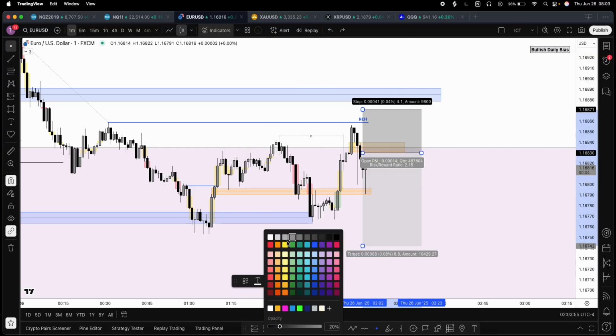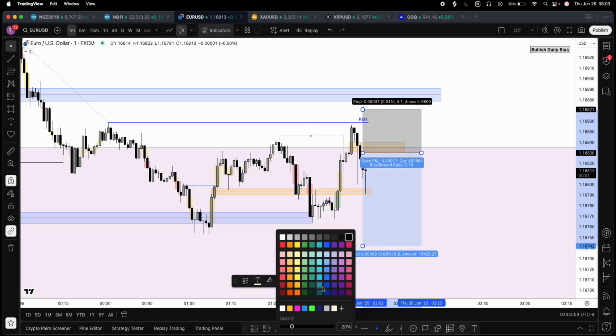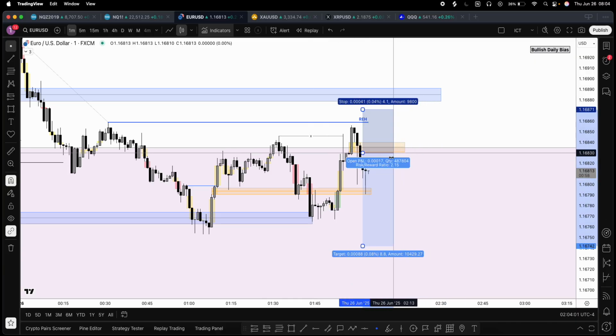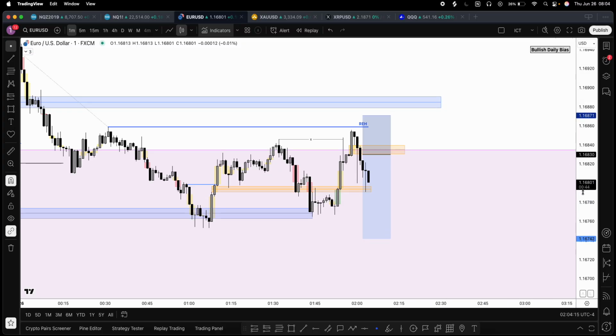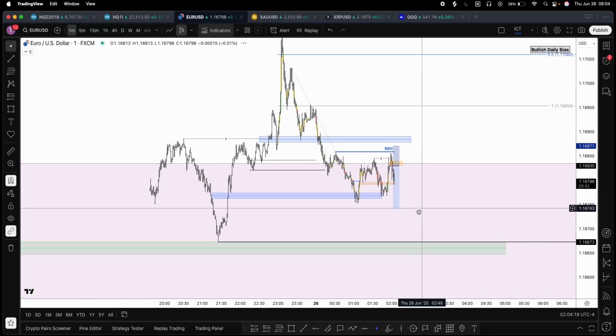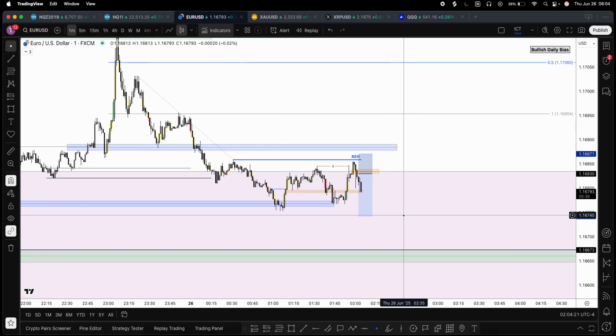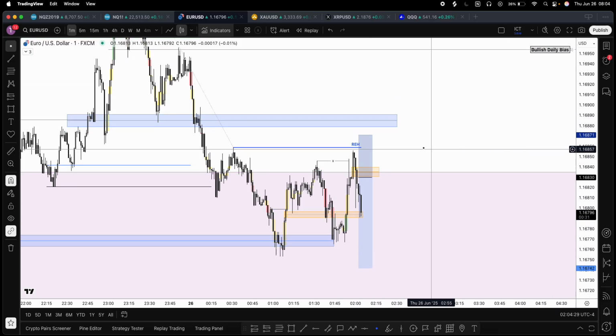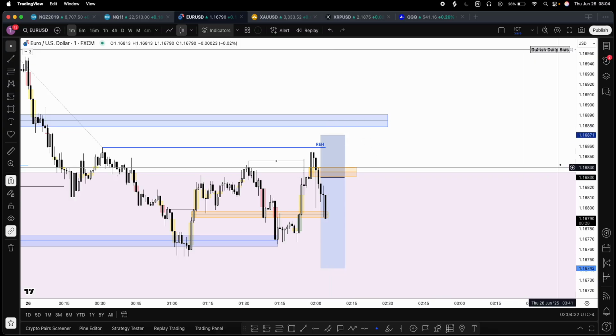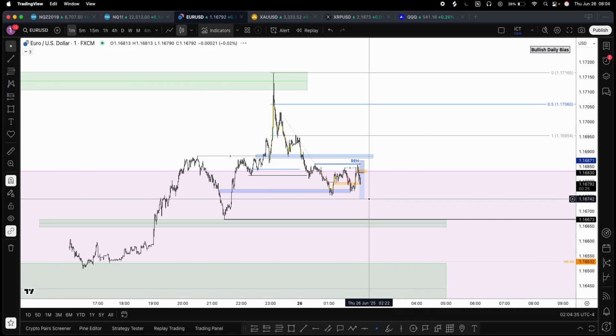We can mark it out though. We'll just make it blue because it's like a trade we don't want to take here. So what I'd like to see is price come up, react to this 50-minute inversion fair value gap, and then give us an entry to go short. I think that would be good.